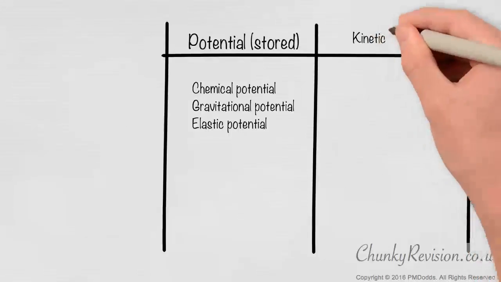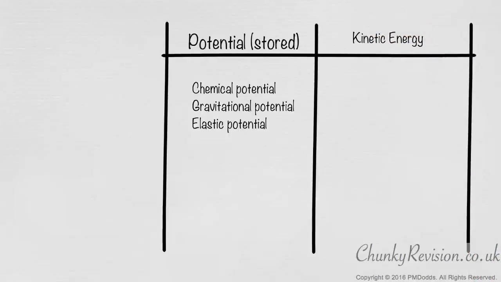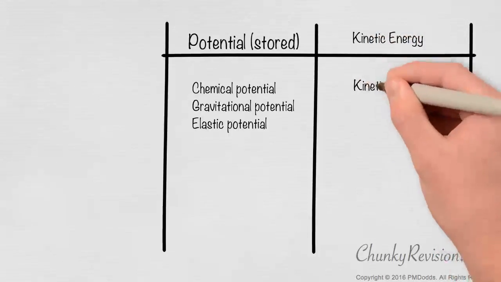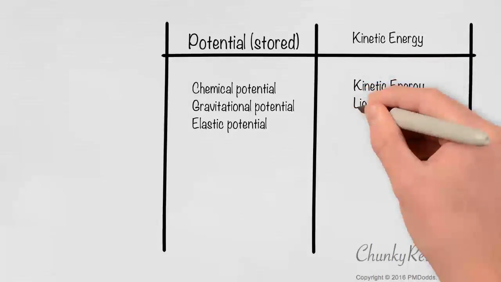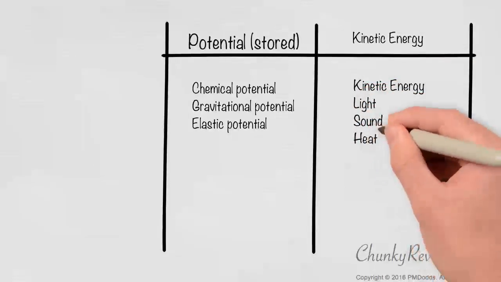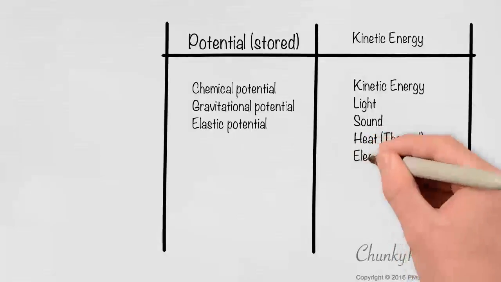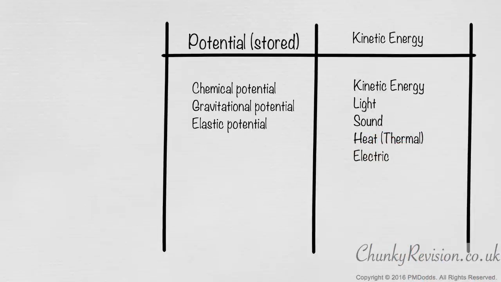And these are types of energy that are moving. So kinetic energy moves, light energy is moving, sound energy is moving, heat is moving, and so is electrical energy. The formulas for kinetic energy, elastic potential energy, and gravitational potential energy will be in another video. You just have to learn and remember gravitational potential energy and kinetic energy formulas, but I'll give you those later.